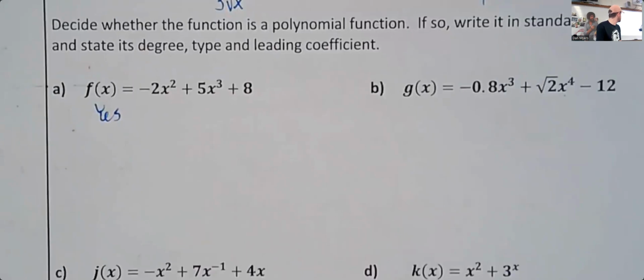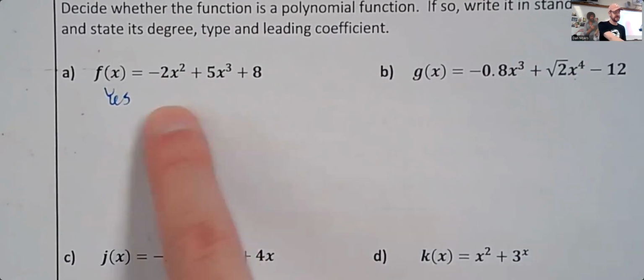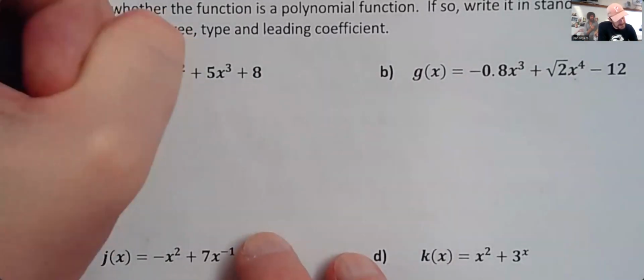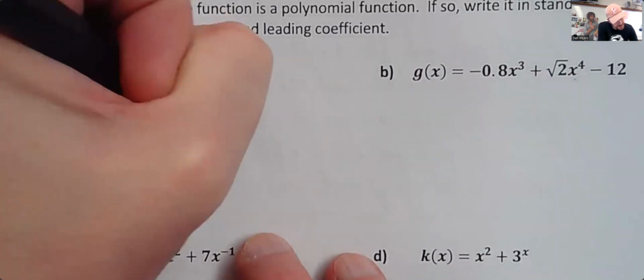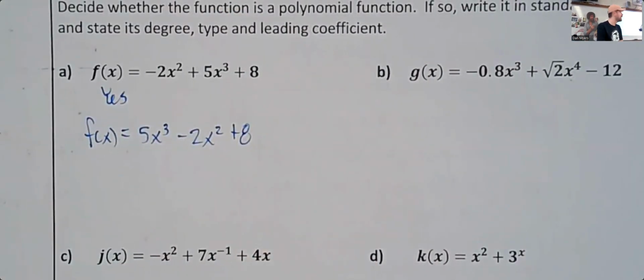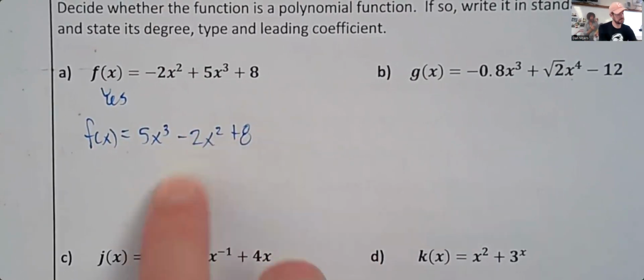And to write this in standard form, we have to write it in decreasing order of the exponents. So we're going to have to rearrange basically these first two terms. So we're going to say f of x is equal to 5x to the third power minus 2x squared plus 8. So we've done that. What's the degree? The degree is, by the way, the single highest exponent. What is it? Degree is 3. Single highest exponent, 3.